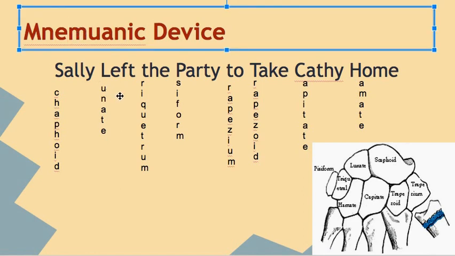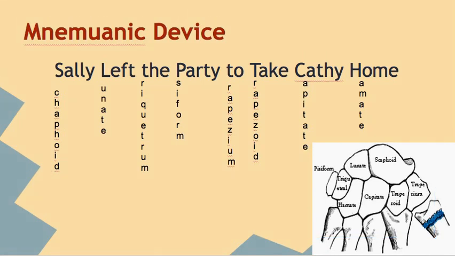Sally left the party to take Kathy home. You can start here with the scaphoid and then the lunate, and then go up. Start on the right and work your way to the left, and after you're done with "party," right here is "to take Kathy home," and that should help you out on knowing all the bones of the hand.